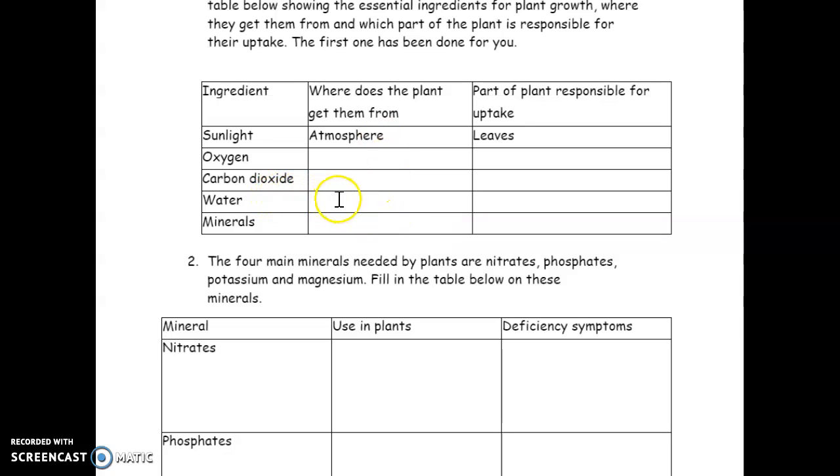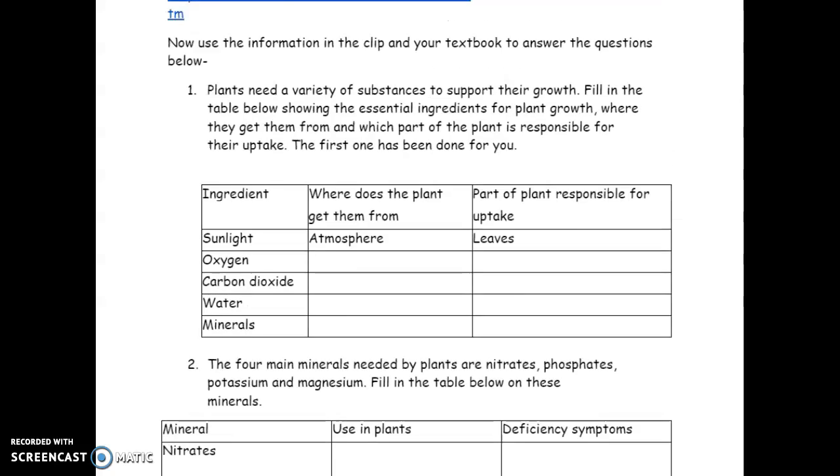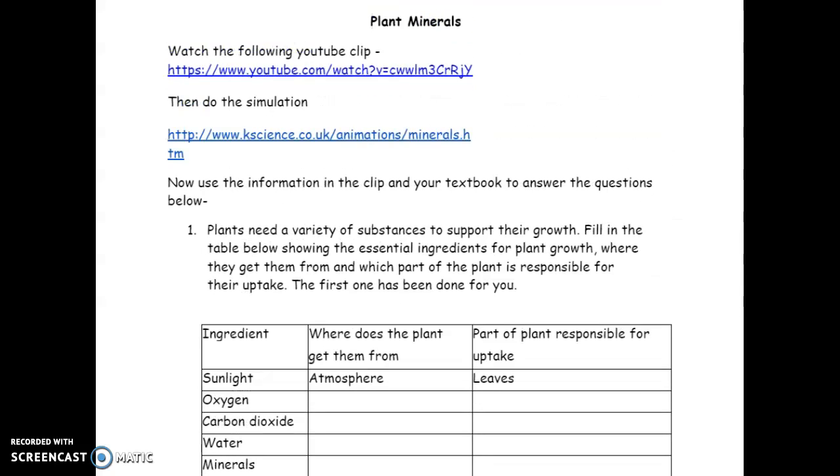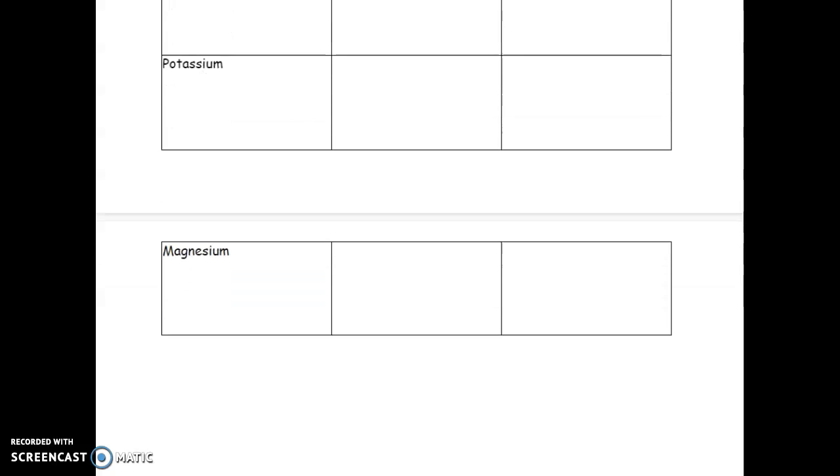So obviously water comes from the soil. How does the plant do that? It's going to come through the roots or the root hair. So you just need to put where it's coming from, how it gets into the plant, and then using either the clip, like the video, and the textbook, I would like you to write about these. So what does the plant need nitrates for, and if it doesn't get them, what does it look like? So obviously, like humans, if we don't get enough vitamins and stuff, we have deficiency symptoms. Same thing happens to plants. So what happens if a plant doesn't get enough phosphates or potassium or magnesium? And just fill those in for me.